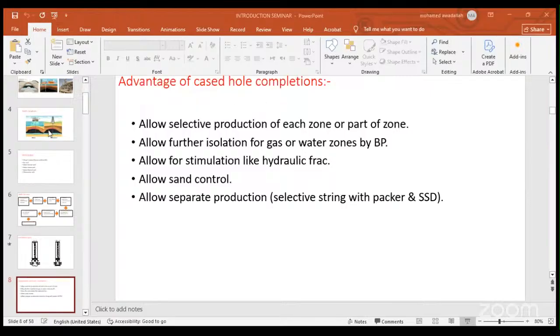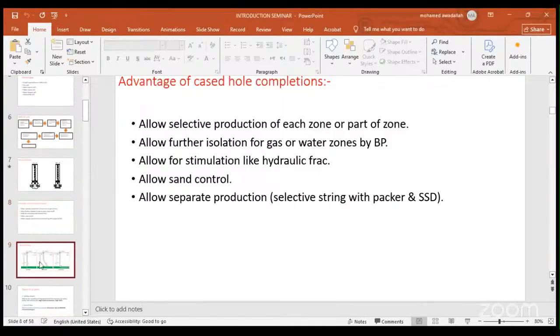As we can see here, it allows us isolation of the gas or water zone by a bridge plug and producing from the upper zone. Also, for stimulation or a frac, the cased hole completion gives me the privilege of using a hydraulic frac, because in open hole I can't frac all the open hole at one time. It also allows sand control. I can put some sand screen or something that prevents the sand from going inside my well.